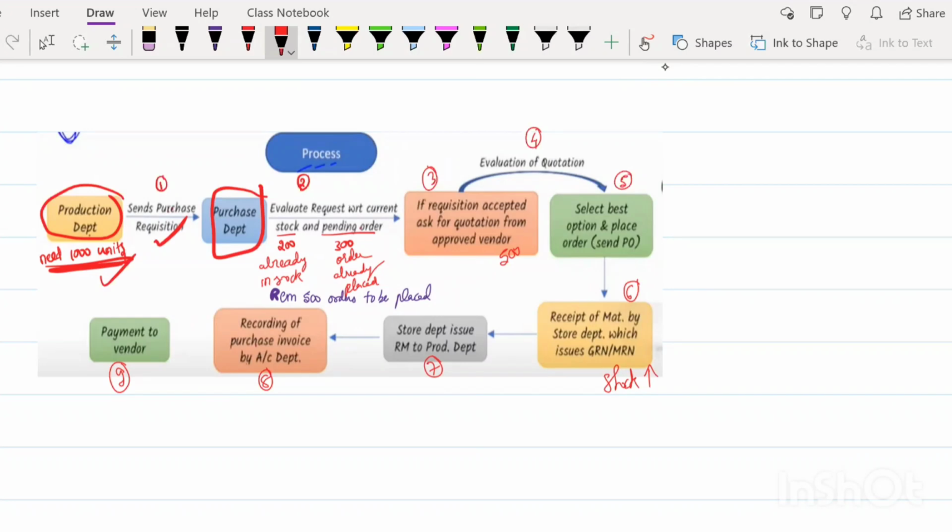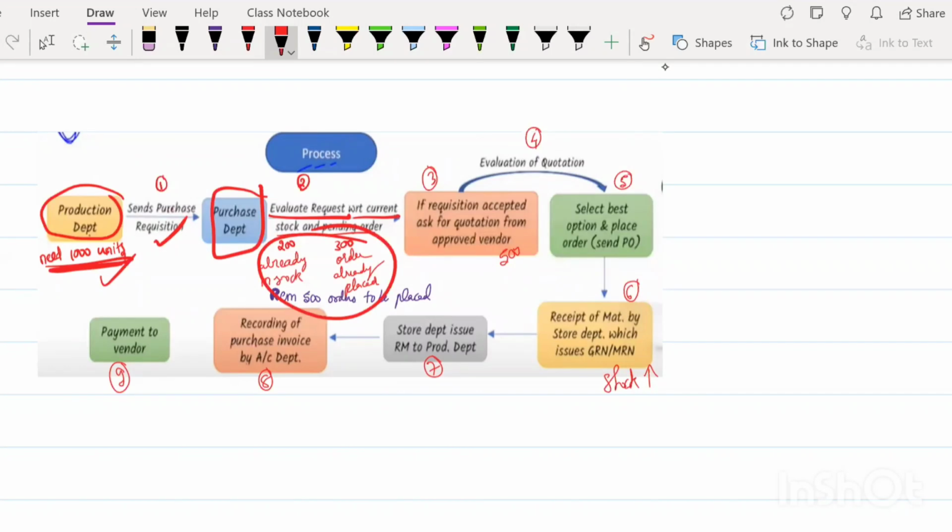What the purchase department will do is evaluate the request that has been sent with respect to current stock. First it will see what current stock of raw material we have. We have 200 already in stock. And what is the pending order? Pending order means before the request came, we would already have placed some request to the vendors to give this amount of raw material. Suppose 300 units of raw material they have already ordered. So 200 already in stock, 300 already ordered. Now how much remains to order? 500 units they have to order. If you total this, you'll get your 1,000 units, correct?